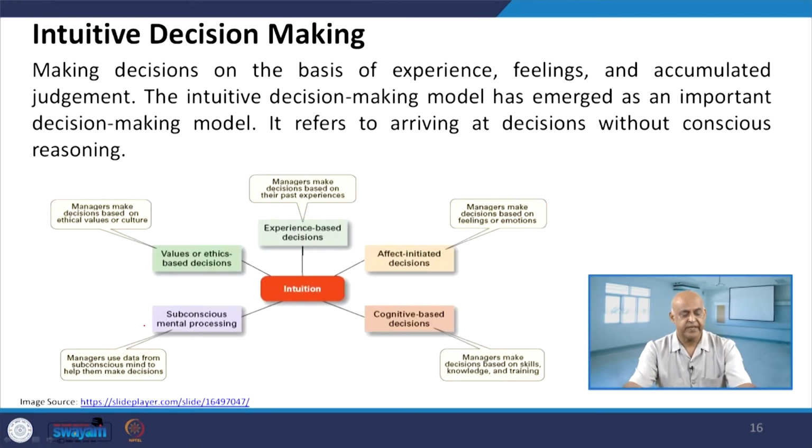Now, intuitive decision making: making decisions on the basis of experience, feelings and accumulated judgment. The intuitive decision making model has emerged as an important decision making model. It refers to arriving at decisions without conscious reasoning. So, managers make decisions based on their ethical values or culture. Managers make decisions based on their past experiences. Managers make decisions based on feelings and emotions, and make decisions based on skills, knowledge and training. Managers use data from the subconscious mind to help them make decisions.